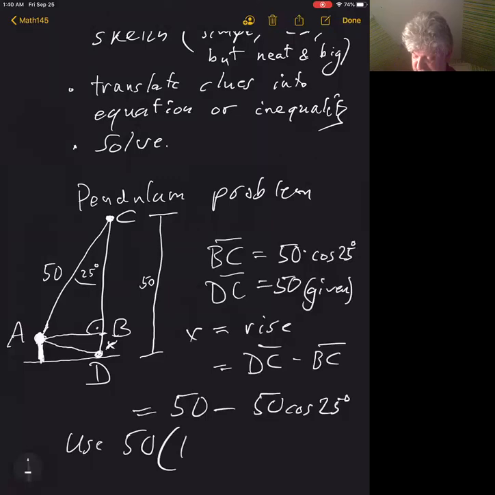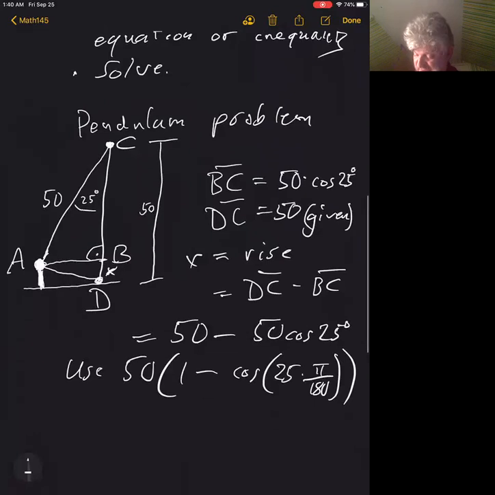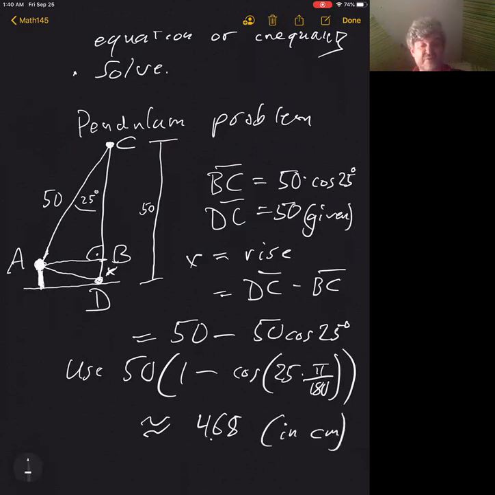Factor out 50: 50 times (1 minus cosine of 25 times pi over 180). That's the conversion factor to radians. Hack that into a calculator, and you should get roughly 4.68 centimeters. Only at the very end do we go back and mention what the units are.